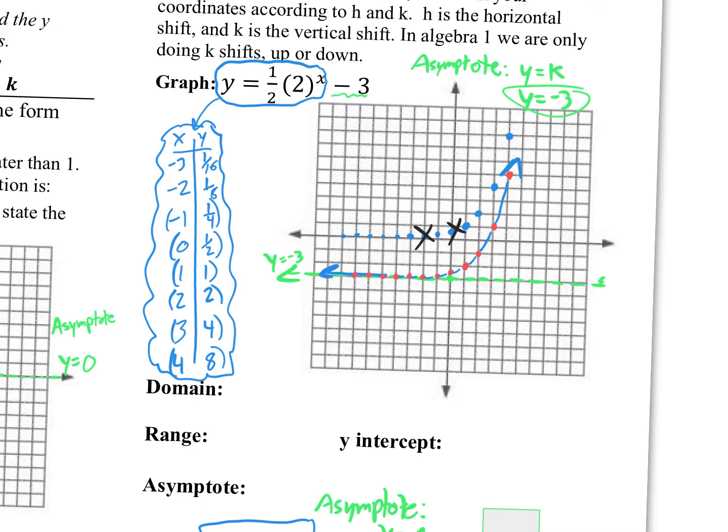I mean, if you wanted to, you could plug in the number 10. If you plug in the number 10 up there, 2 to the 10th is a huge number. And then that huge number divided by 2 gets a little smaller, then subtract 3. It's still going to be a big number.